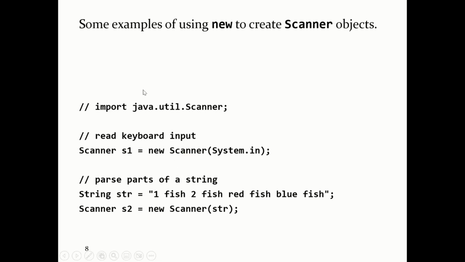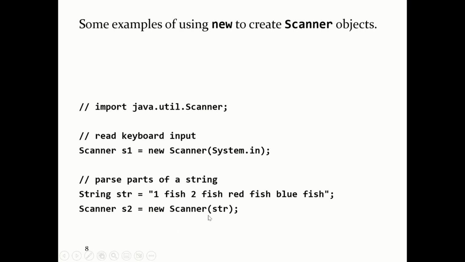Scanner is actually java.util.Scanner. If I want to make a Scanner object, I write new Scanner. That's a constructor call. If you want to read the keyboard, you have to read standard input, which in Java is System.in. For C programmers, it's just standard input.